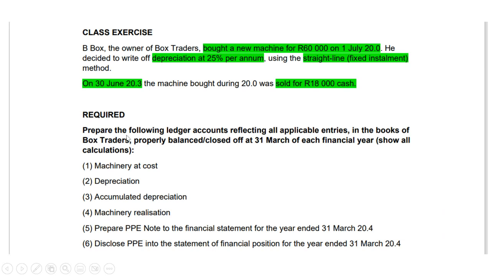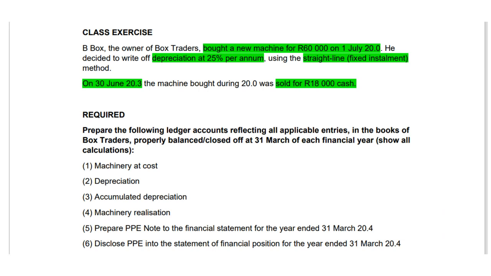You are required to prepare the following ledger accounts reflecting all applicable entries in the books of Box Traders, properly balanced or closed off at 31st March of each financial year. Show all calculations. So you are required to do what? A machinery at cost account. So we know now that the new machinery was bought for how much? For 60,000. When? On 1 July 20.0.